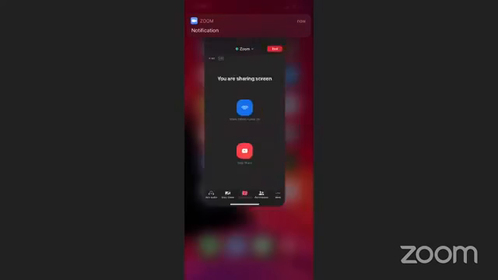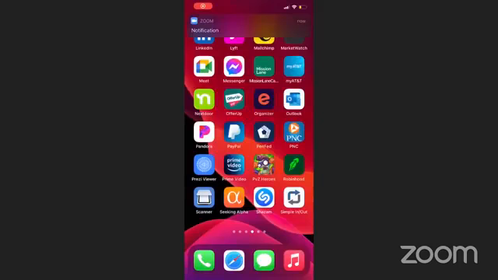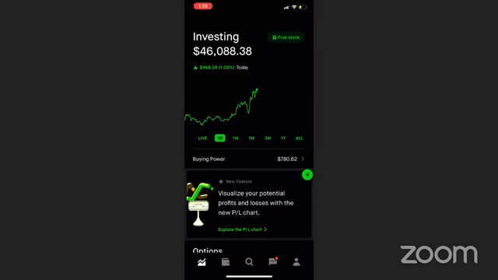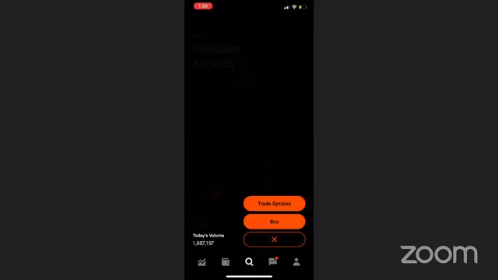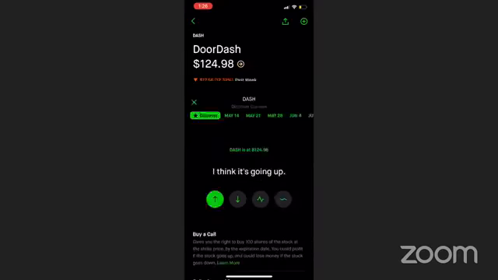So we're going to look at the Greeks, going to Robinhood. So we're going to go down and look at a company. Let me see. DoorDash. Somebody was telling me about DoorDash, ticker symbol DASH. Go and look to trade options on DoorDash.